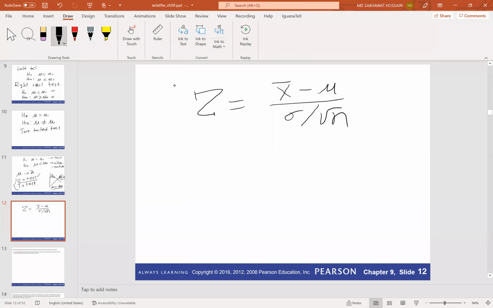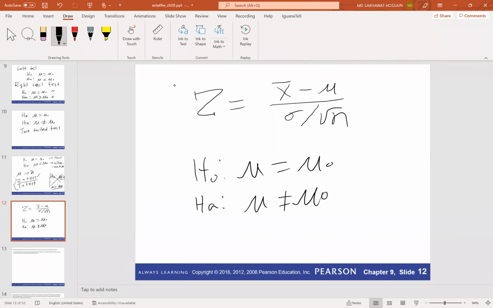For the hypothesis test, we had two hypotheses, right? One is mu equals mu 0, and the other is mu different from mu 0 for a two-tailed test, or it could also be mu less than mu 0 or mu greater than mu 0. It could be any of these three. Okay, let's consider the alternative is mu less than mu 0.